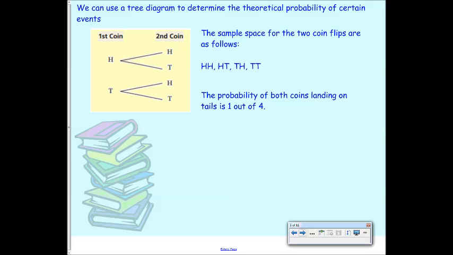And what do these abbreviations mean? What does HH mean? Heads, heads. That means when you flipped both the coins, you got what both times? Heads. What about this one? Heads first, then tails. What about this one? Tails then heads. And this last one? Tails, tails, right? So the probability of both coins landing on tails is 1 out of 4. How would I write that? 1 over 4 because it's a probability. 1 over 4, or how else? 25%. Thanks, Montreal.